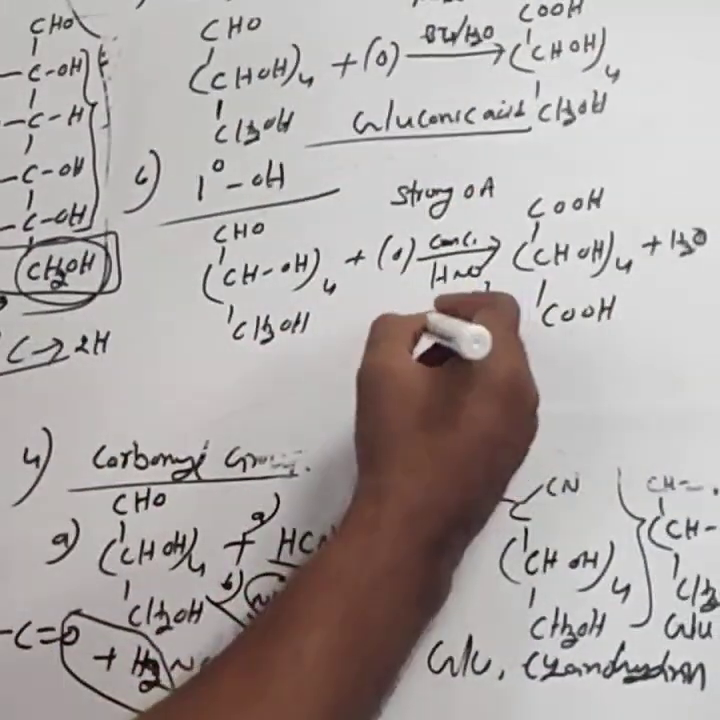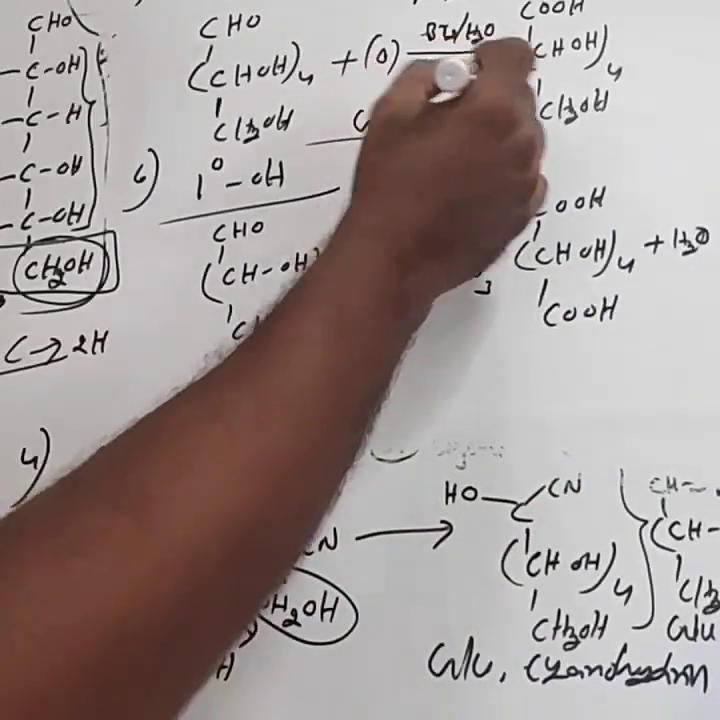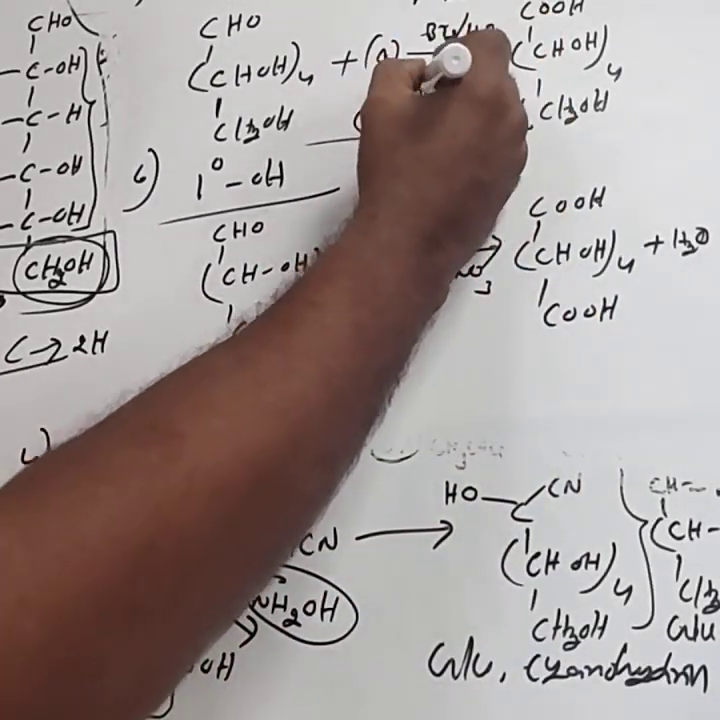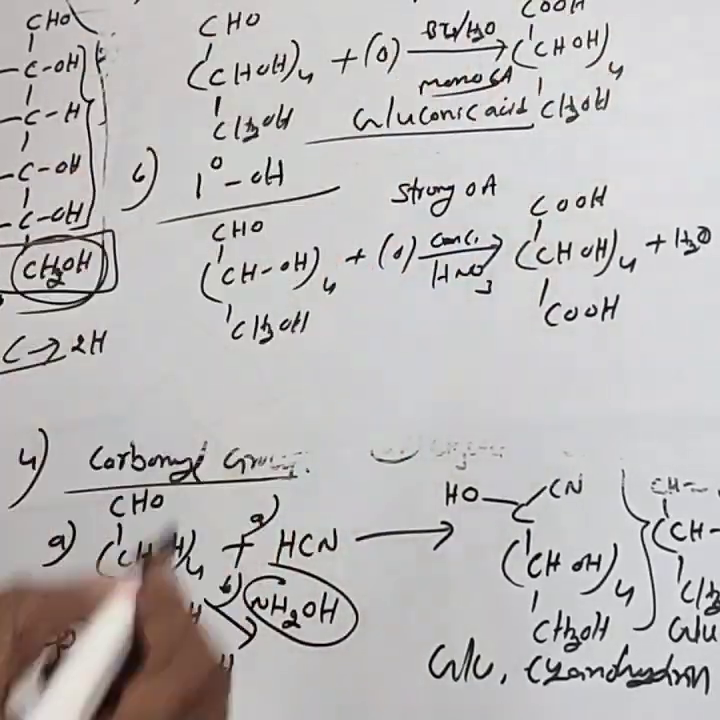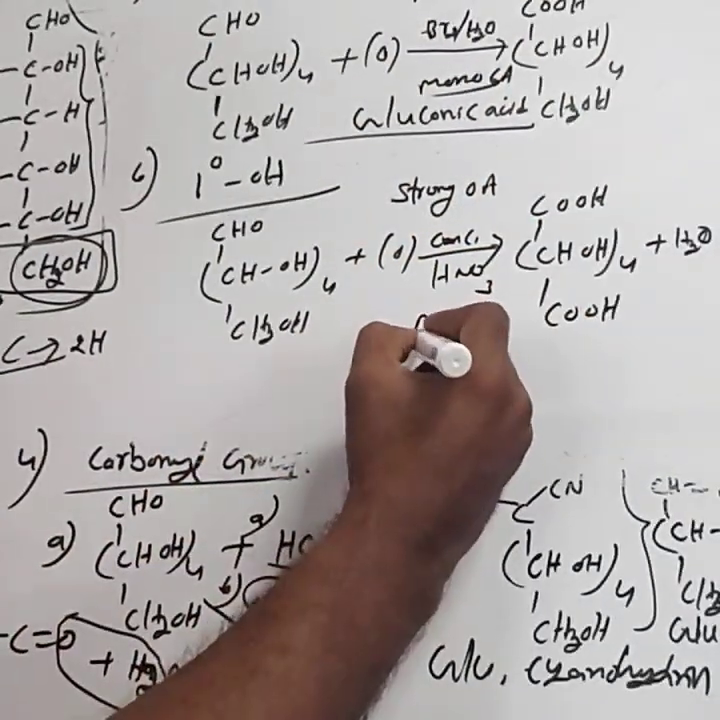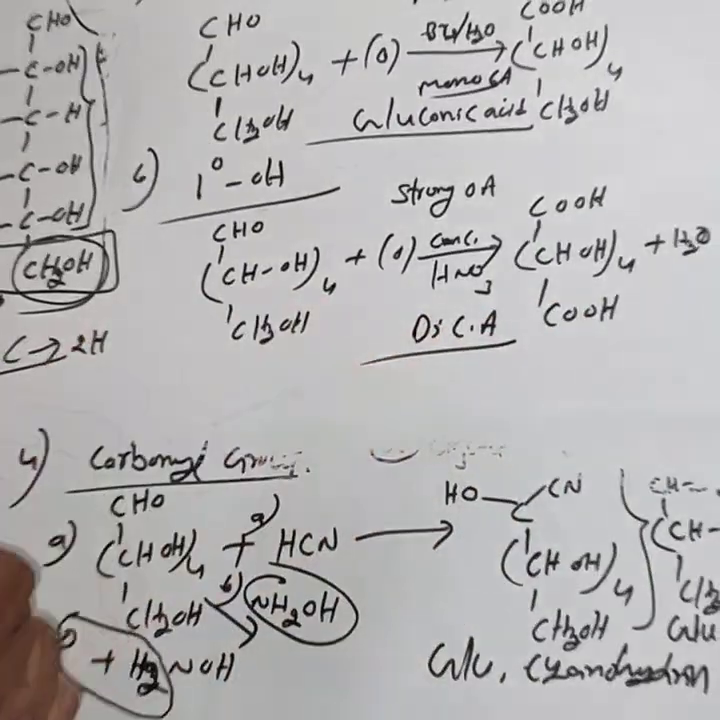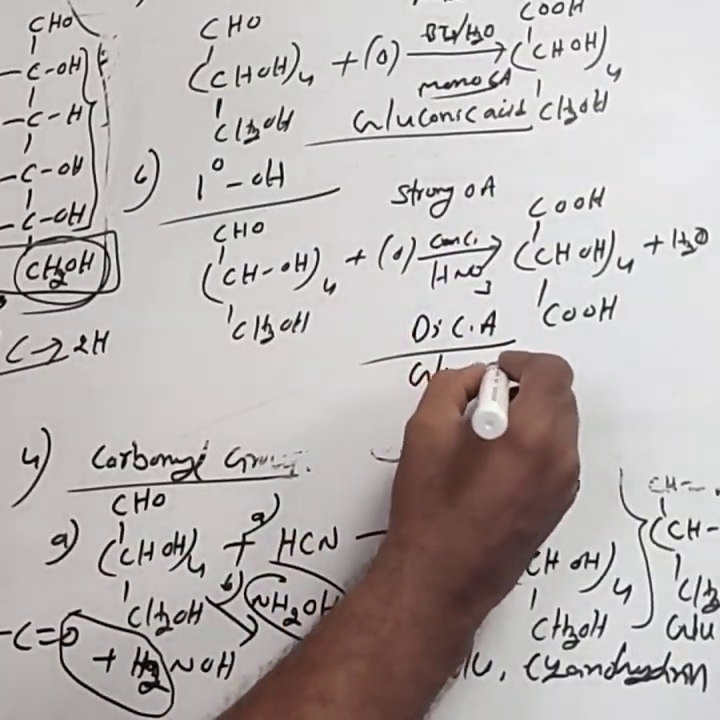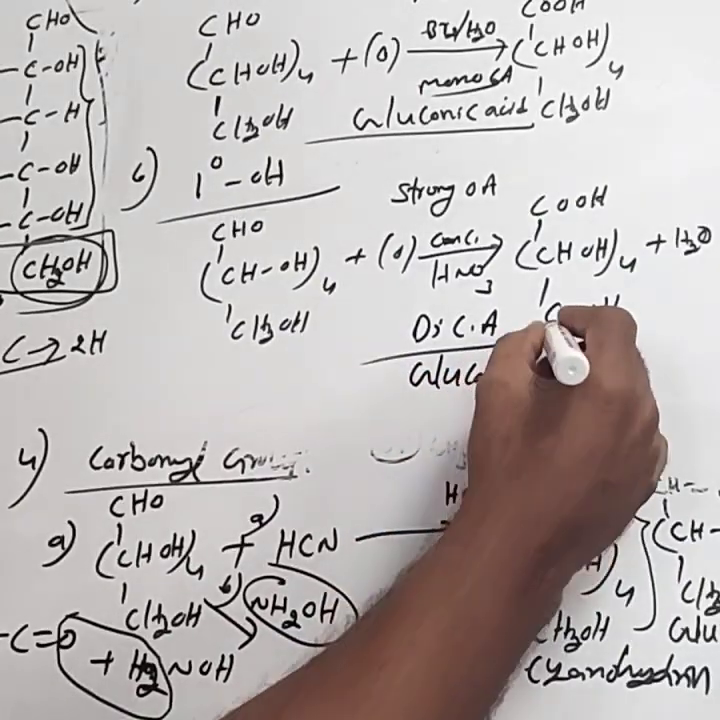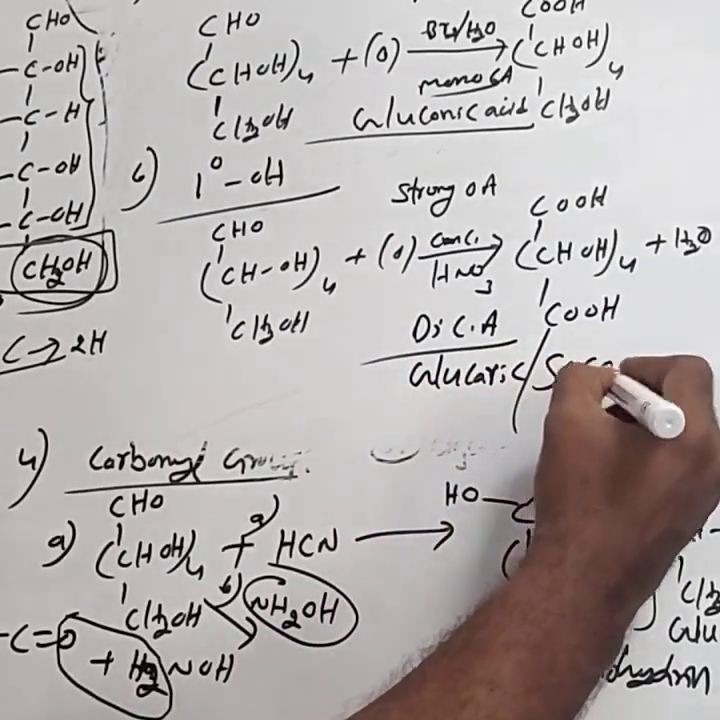This is called dicarboxylic. Gluconic acid is monocarboxylic acid. This is a dicarboxylic acid. The dicarboxylic acid name is glucaric, or saccharic.